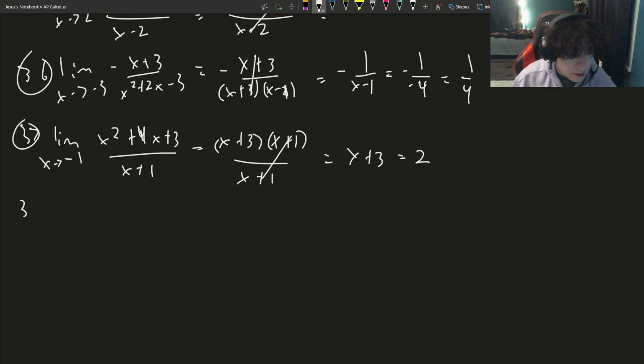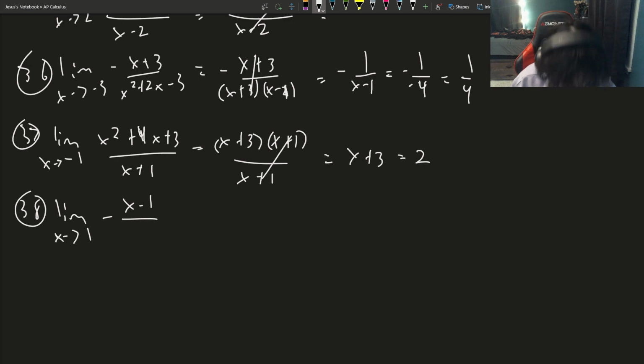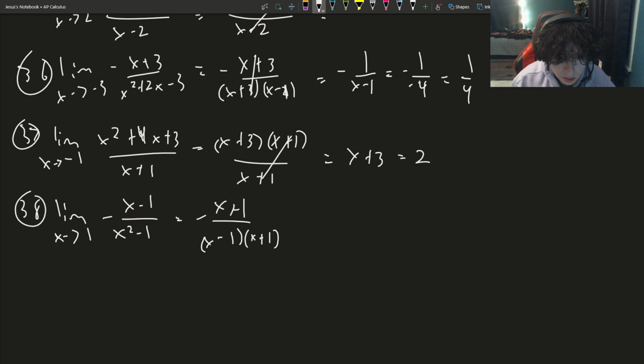And then 38, you're just going to have the limit as x approaches 1 of negative x minus 1 over x squared minus 1. So you could just factor the bottom. You would have x minus 1 and x plus 1. And then you have negative 1 over x plus 1. You just plug in 1 and you get negative 1 over 2.